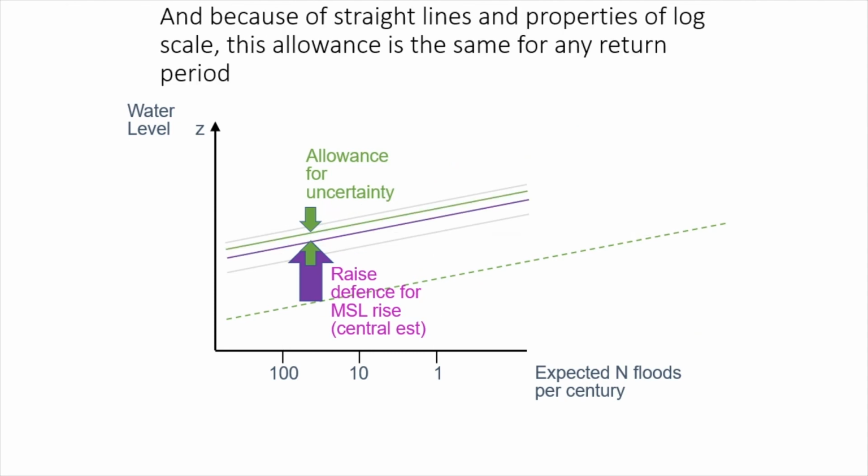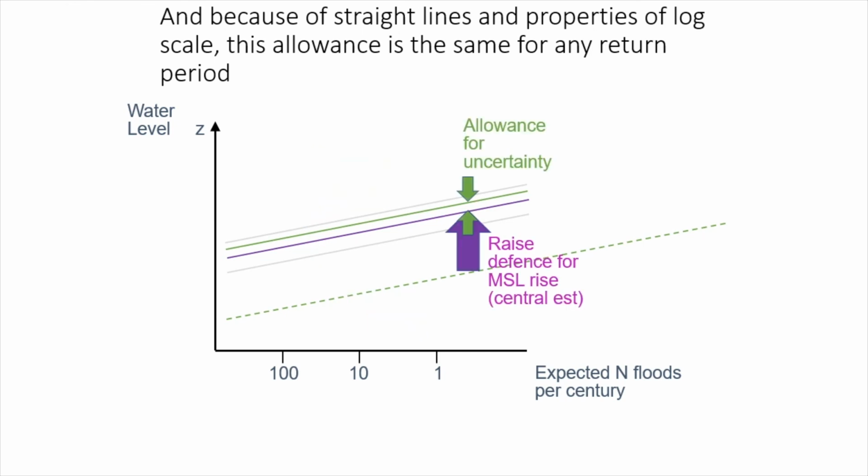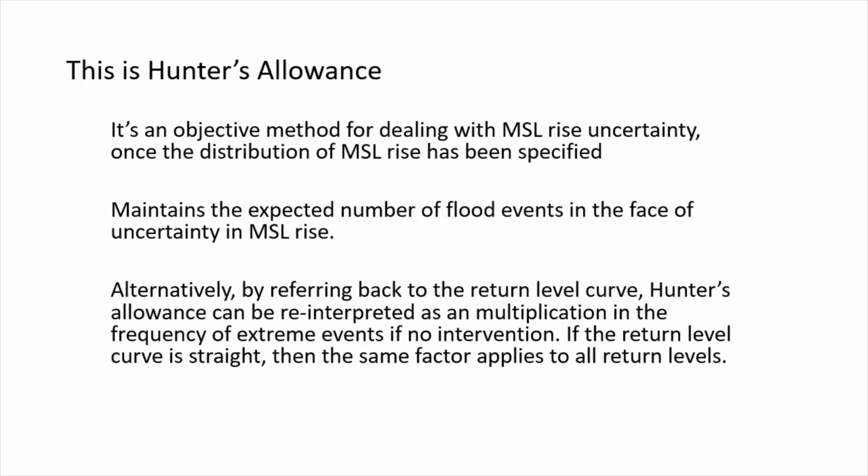And it turns out that if our return level curve is straight, and because of the properties of the log scale, then this allowance is the same for any return period. This is Hunter's allowance. It's an objective method for dealing with mean sea level rise uncertainty once the distribution of mean sea level rise has been specified. It maintains the expected number of flood events in the face of uncertainty in mean sea level rise.